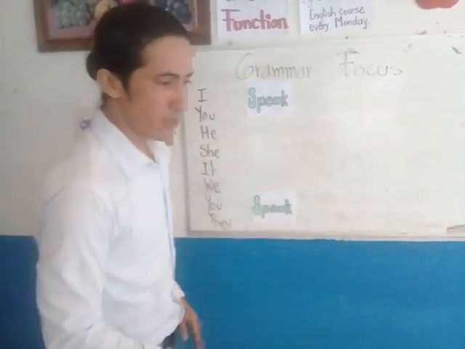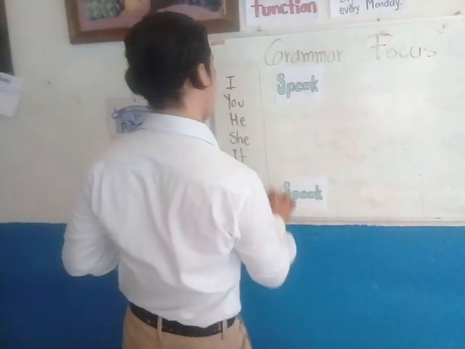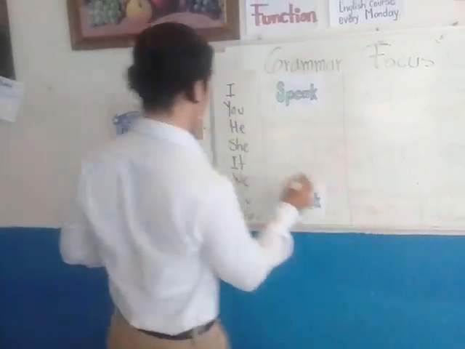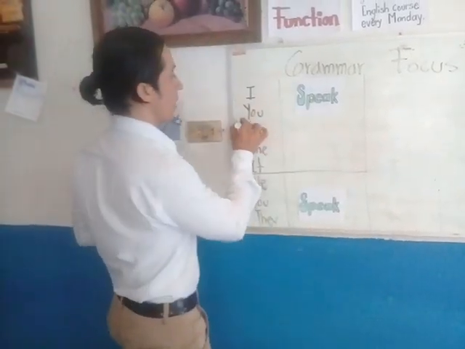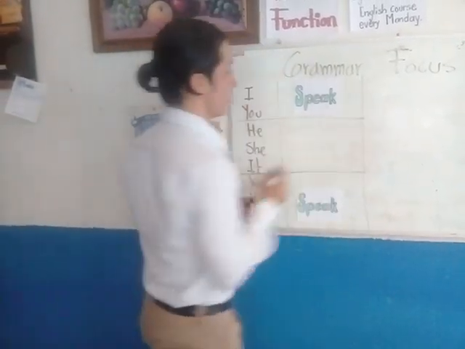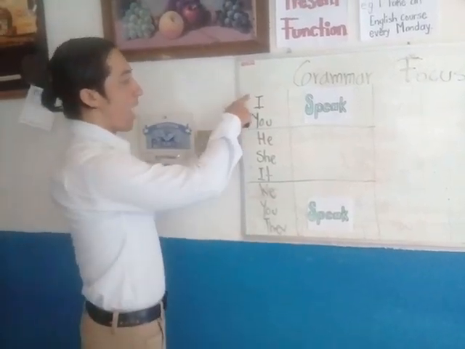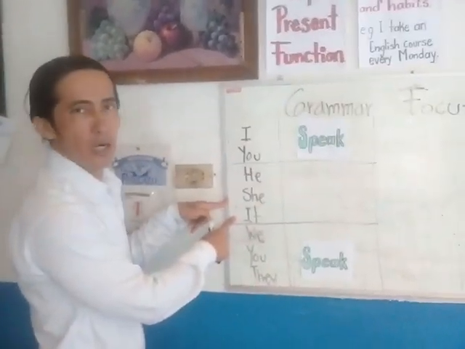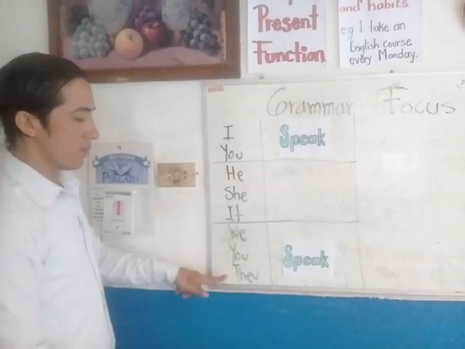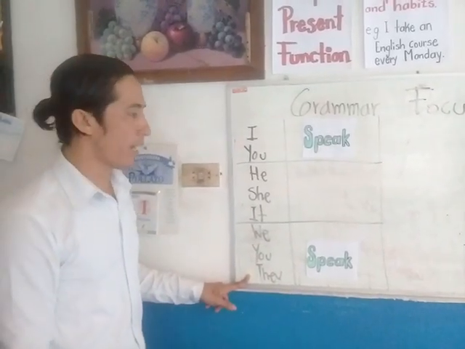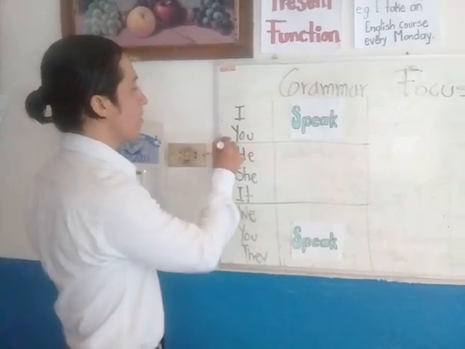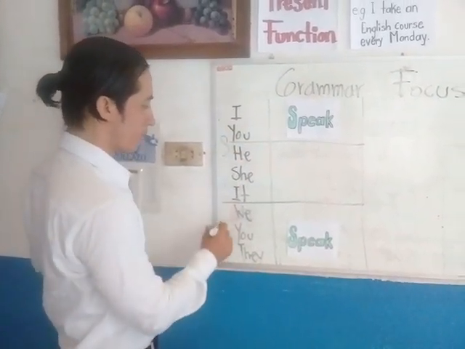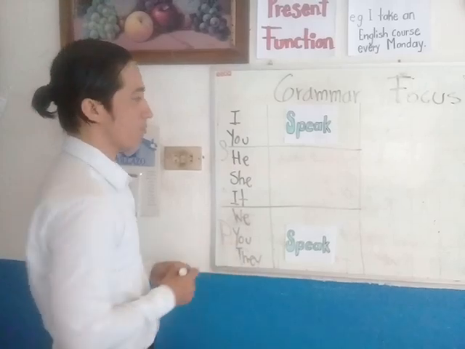Remember that we have to make a line. We draw a line here and another one here, and we divide this part and draw another line here. So it means from I to it is singular, and from we to they is plural. But the third person is singular, and this part is plural, as I told you.